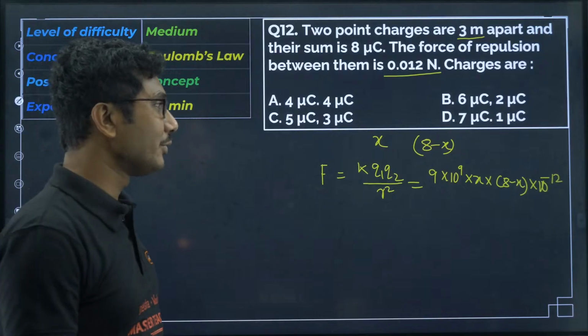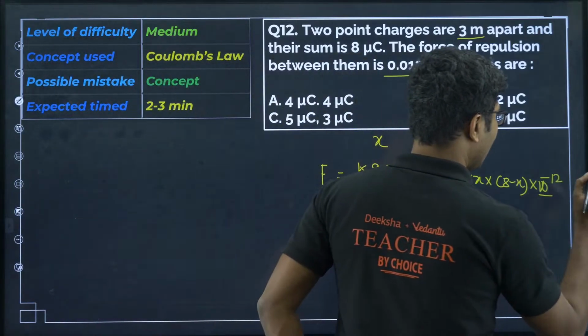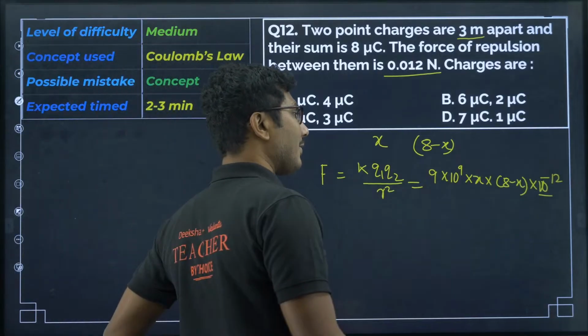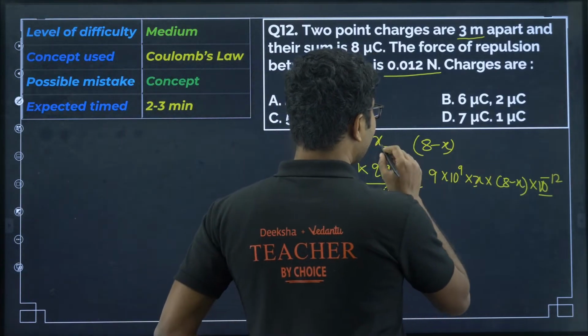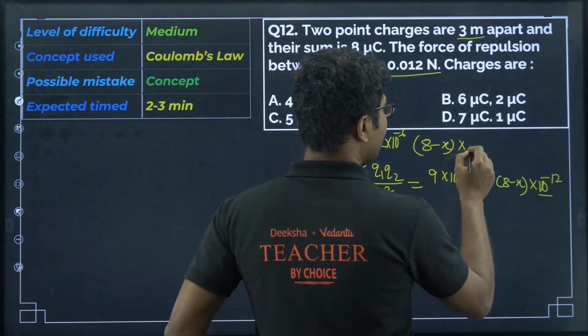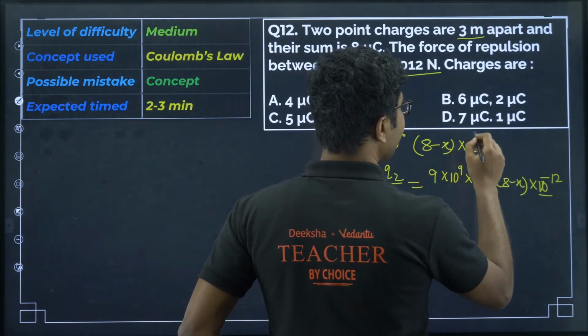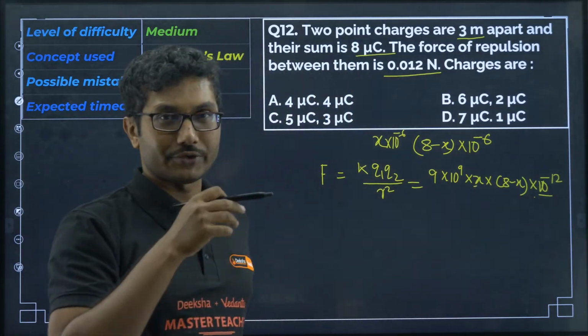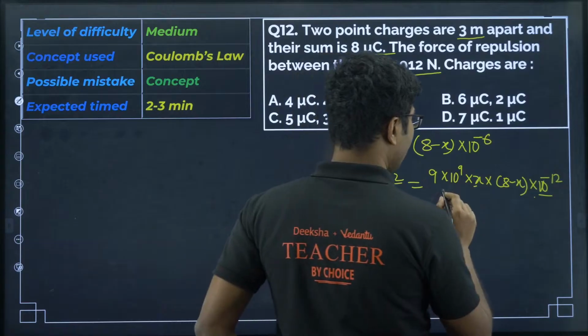So, that is where students make a mistake in this case. Students will put the values, they understood the question, they understood the values, but they do not convert this microcoulomb into coulombs. That is the problem. Both of them were in microcoulombs, so you have to convert them into coulombs while solving this question. That is the only trick you have to remember.